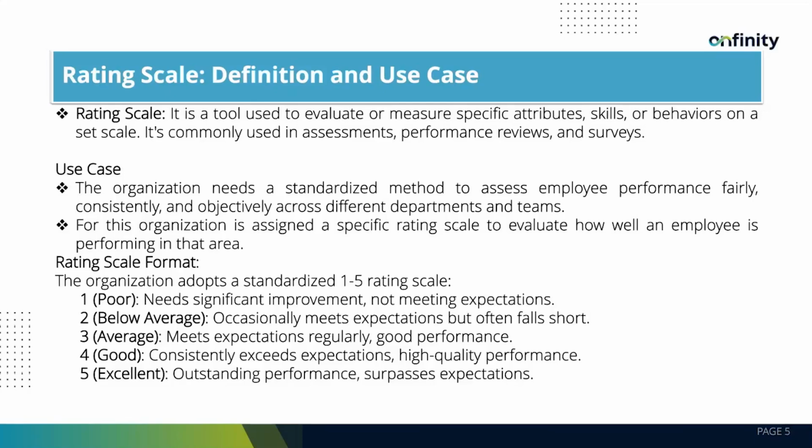1 is poor, where significant improvement is needed and performance does not meet expectations. 2 is below average, where an employee occasionally meets expectations but frequently falls short. 3 is average, where an employee consistently meets expectations and demonstrates reliable and steady performance.